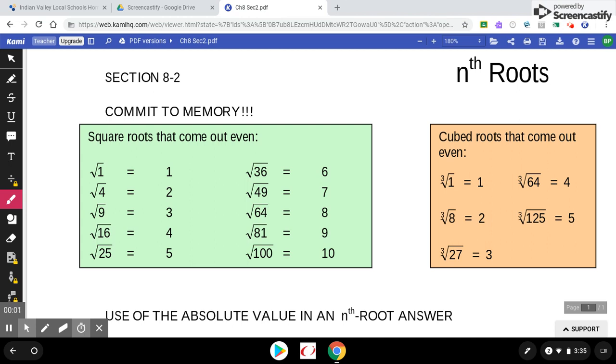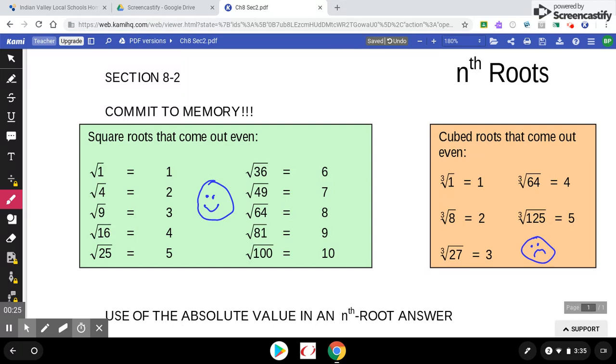Hey guys, check out the boxes shown here. Got a bunch of square roots that come out even and some cubed roots that come out even. I'm going to assume that over here on the left you guys have these pretty much memorized by now. But I'm wondering if these are something you have circulating around in your brain. And if you don't, you really need to commit those to memory.